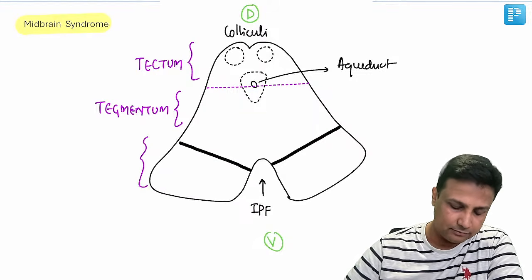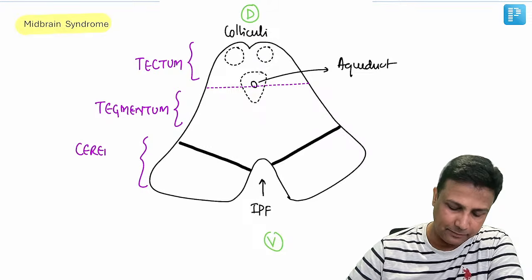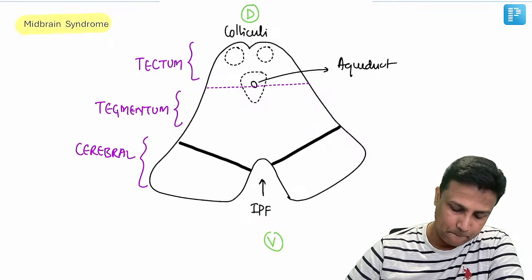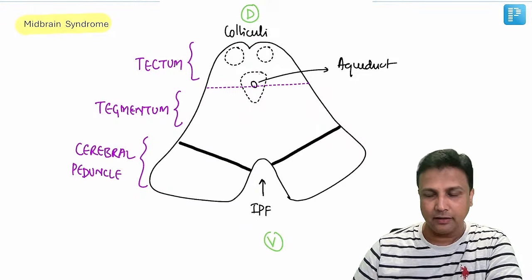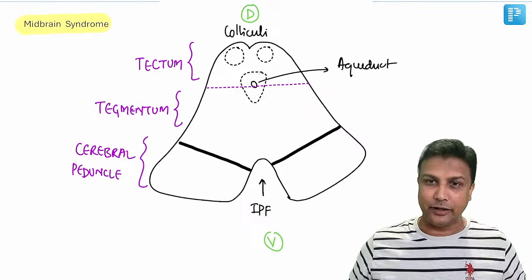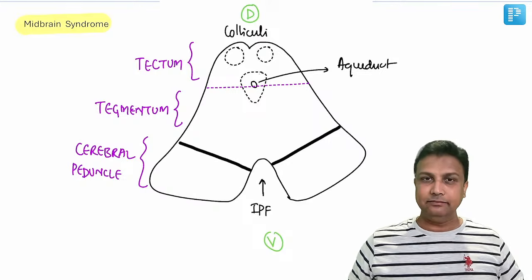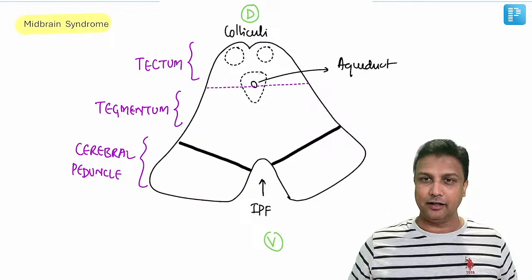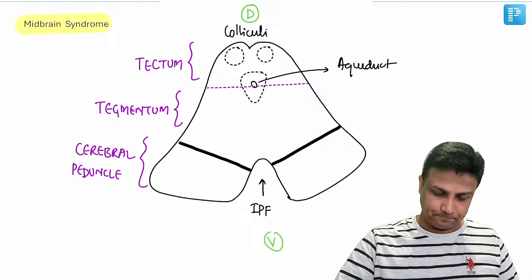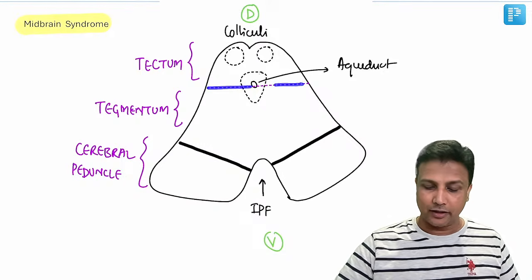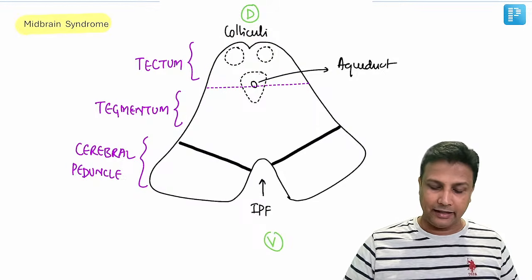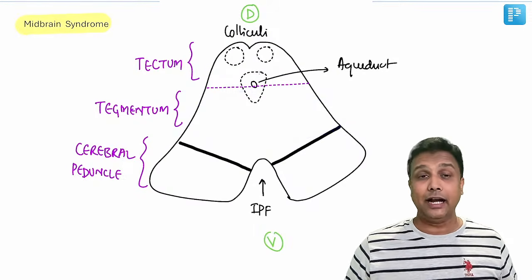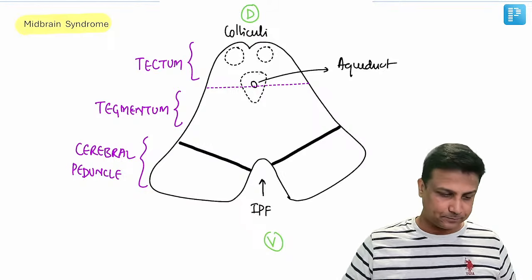And then this part, definitely it has to be the cerebral peduncle. So when you take the transverse section of the midbrain, it is actually divided into three parts: the tectum, tegmentum, and the cerebral peduncle. So what is the landmark here? The landmark here will be the aqueduct. Behind the aqueduct, whatever part is visible here, that is tectum. In the middle, this part is tegmentum. And in the front, there will be cerebral peduncle.